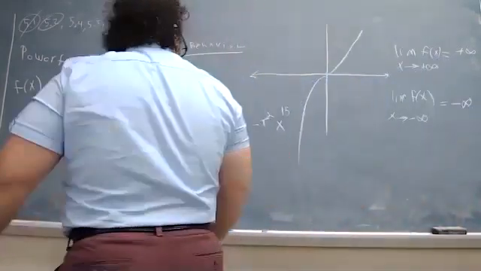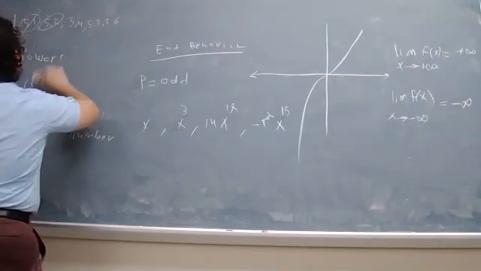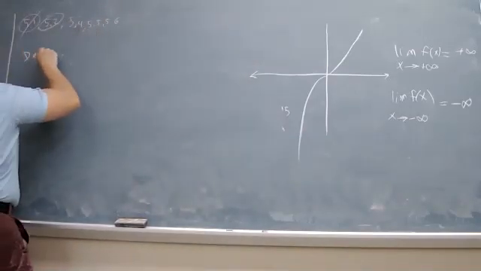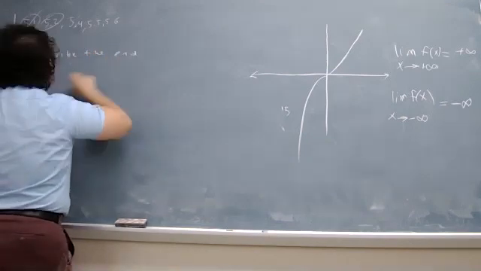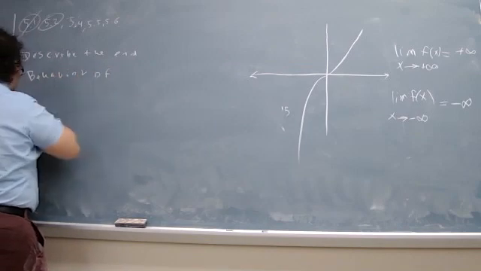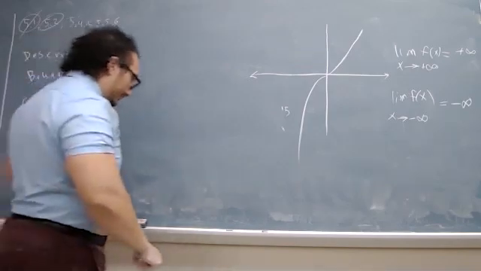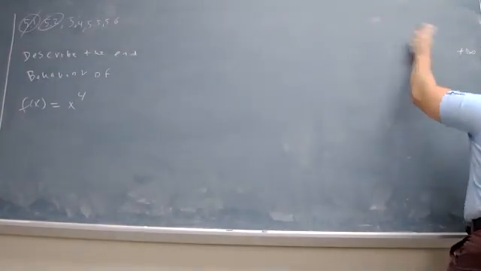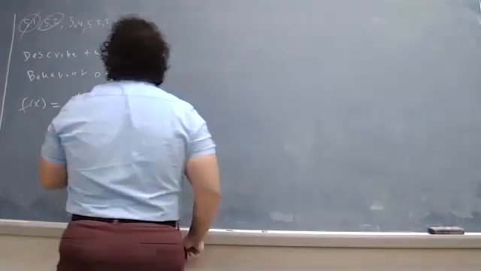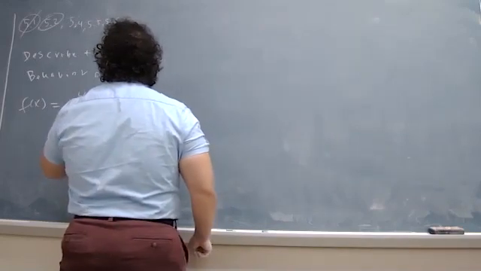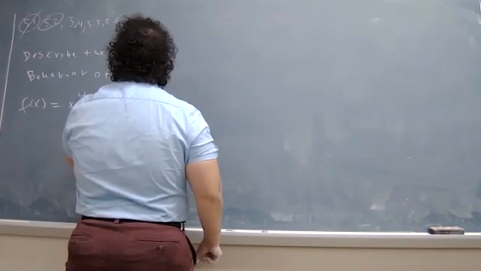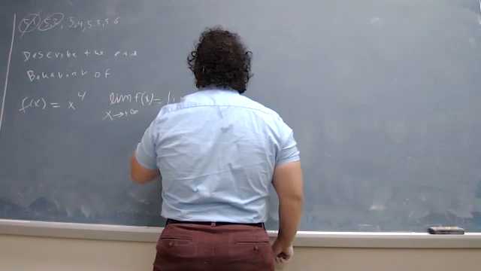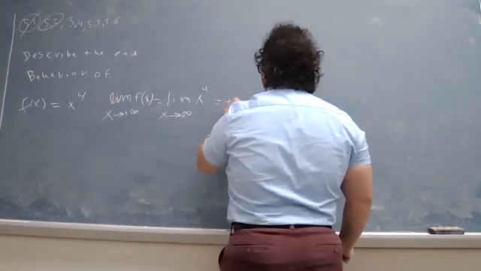So for example, describe the end behavior of f of x equal to x to the fourth. Well, we're able to do this because we know it's even and that the limit as x approaches positive infinity of f of x is the same thing as the limit as x approaches positive infinity of x to the fourth, which is positive infinity because the function values always grow.